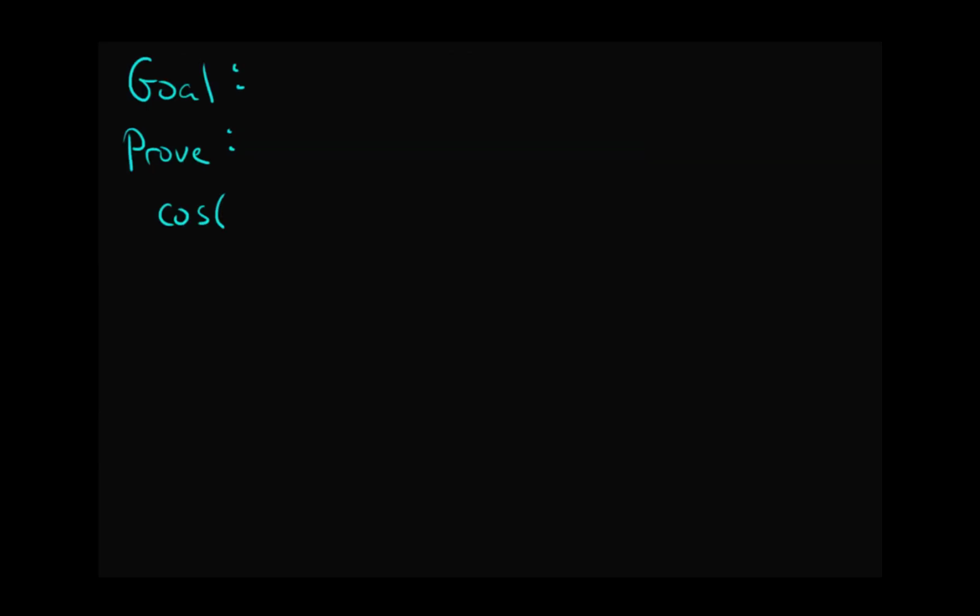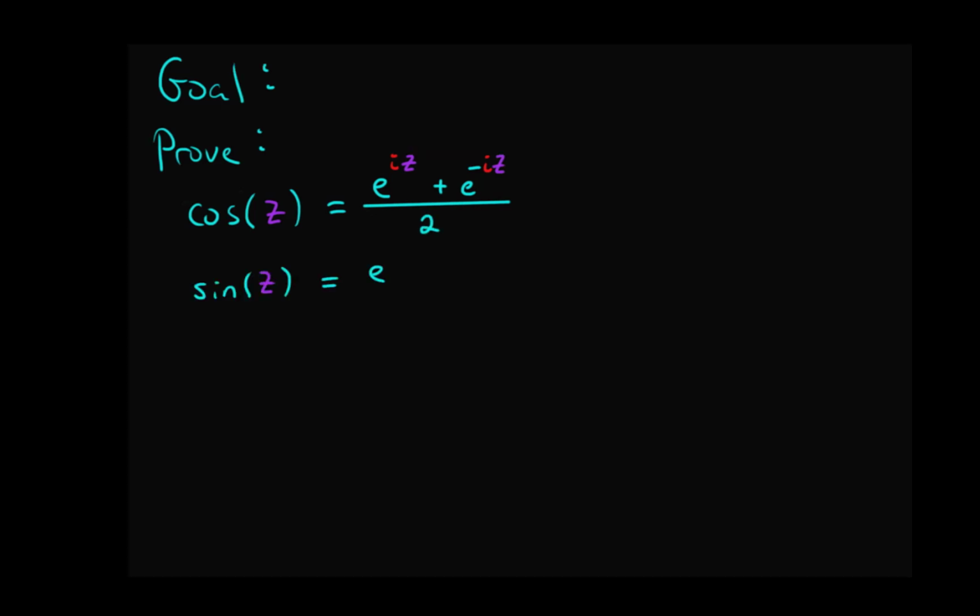So our goal in the remainder of this video is to prove that cosine of z equals e to the I times z plus e to the negative I times z over 2, and that sine of z equals e to the I times z minus e to the negative I times z over 2i, for z a complex number as opposed to just a real number.